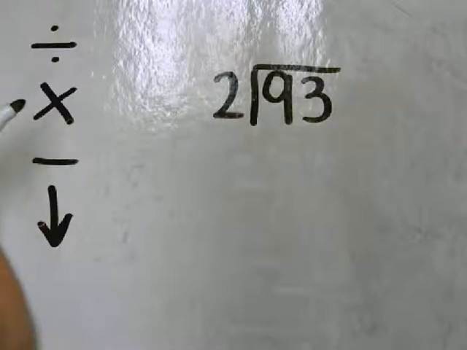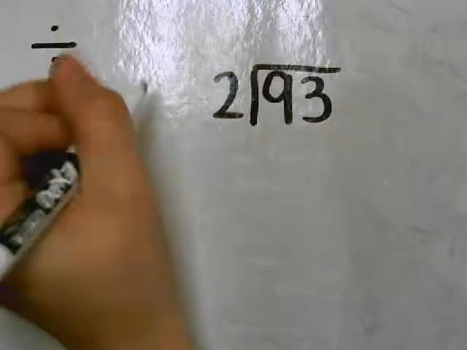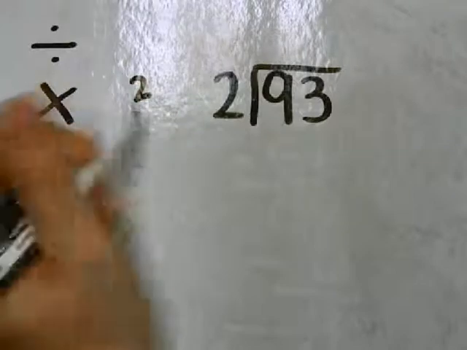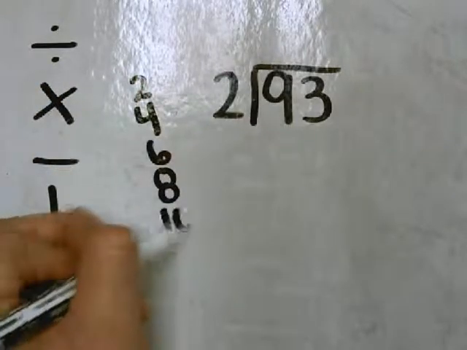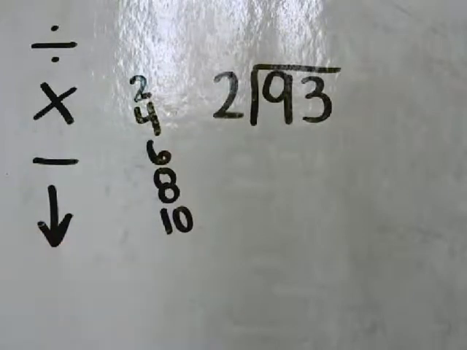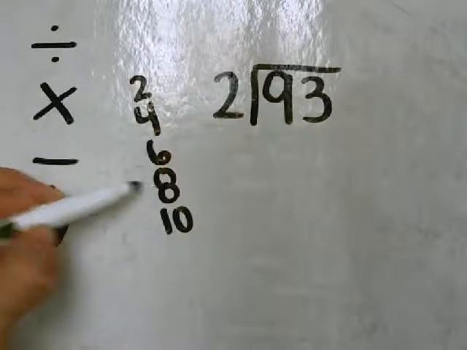So it goes 2, 4, 6, 8, 10. Oh, 10. That should signal a red flag because you're greater than 9 now, so you're looking for the number closest to 9 without going over. So that would be 8. And we know that 2 times 4 equals 8, so you're going to put 4 above there.